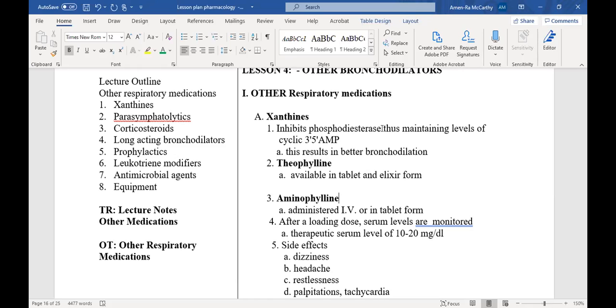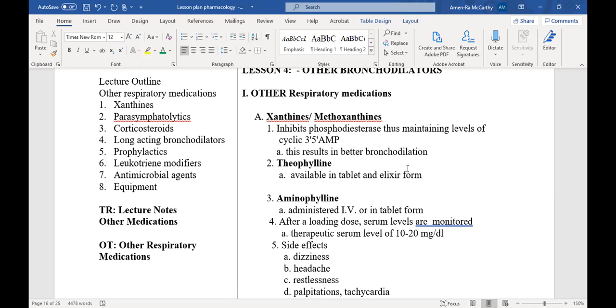Sometimes they're called methylxanthines, okay? You may see that. Let me put a little slash, put methylxanthines. Xanthines or methylxanthines. You'll know when you see it. They block phosphodiesterase, and there's only two xanthines, and those are theophylline and aminophylline.